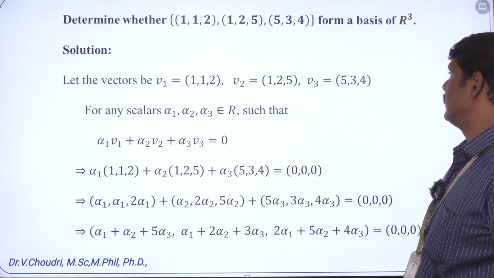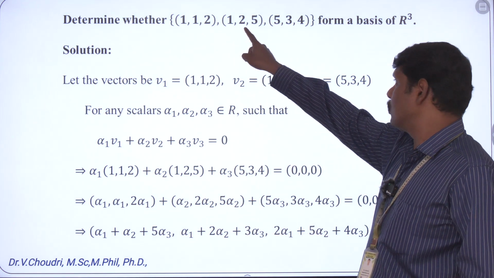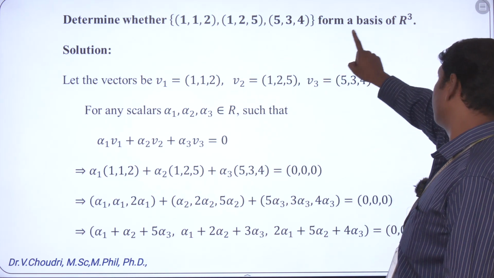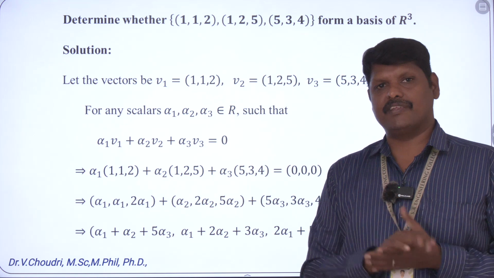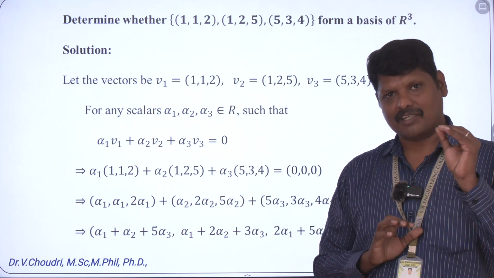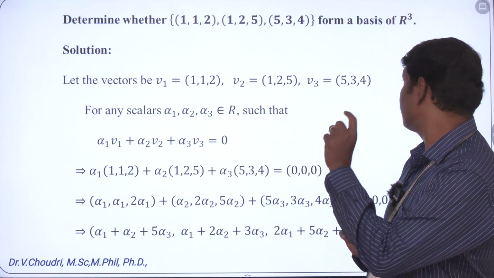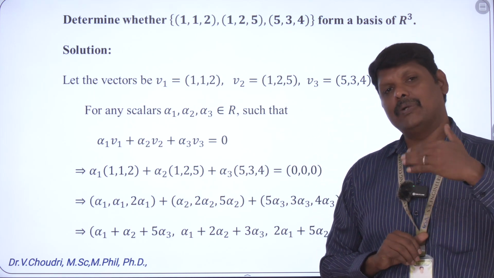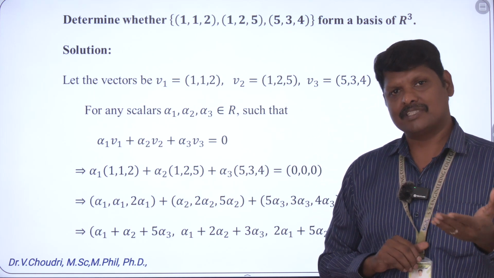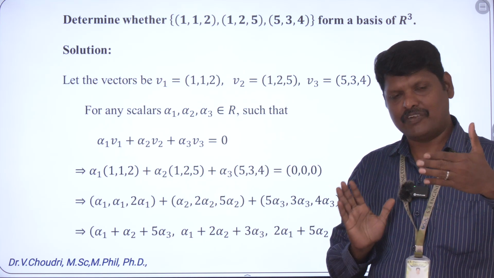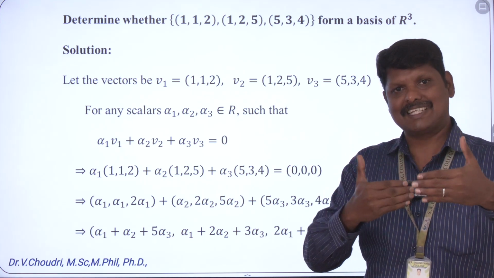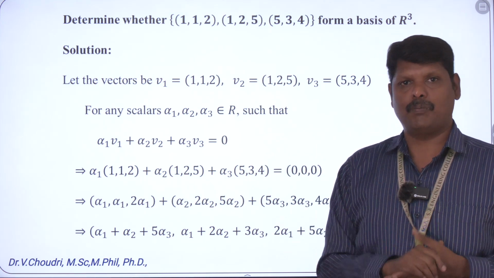Second example. 1, 1, 2, 1, 2, 5, 5, 3, 4 form a basis for R cube. Here I am going to explain in 2 ways. Okay, to understand the concept, how we identify the basis or not. Okay, during the examination, you may find some shortcut method. Let me explain that also. Just try to understand the concept first. Then we will do the problems.